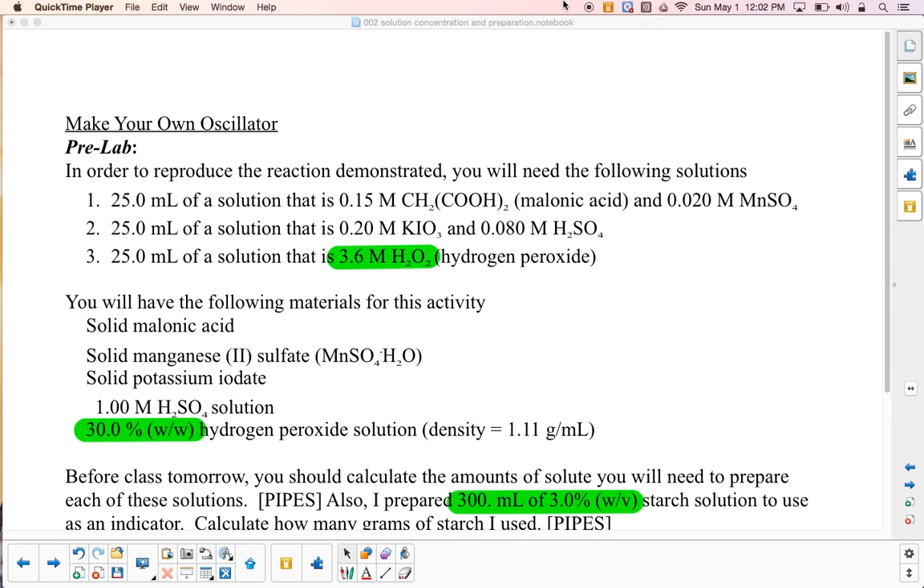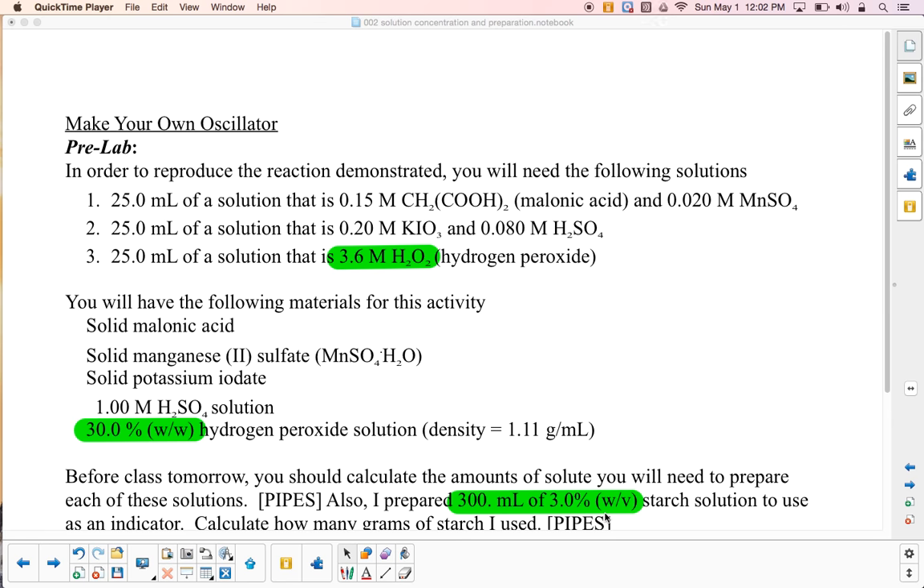The last two calculations we need to make in preparation for making our oscillating reaction is to figure out what to do about solution 3, and then also to make a calculation to figure out what I did to prepare the starch solution. You're not going to have to prepare your own starch solution because this one in and of itself takes a couple of hours to prepare. But I do want you to think about what I did as I made the starch solution for you.